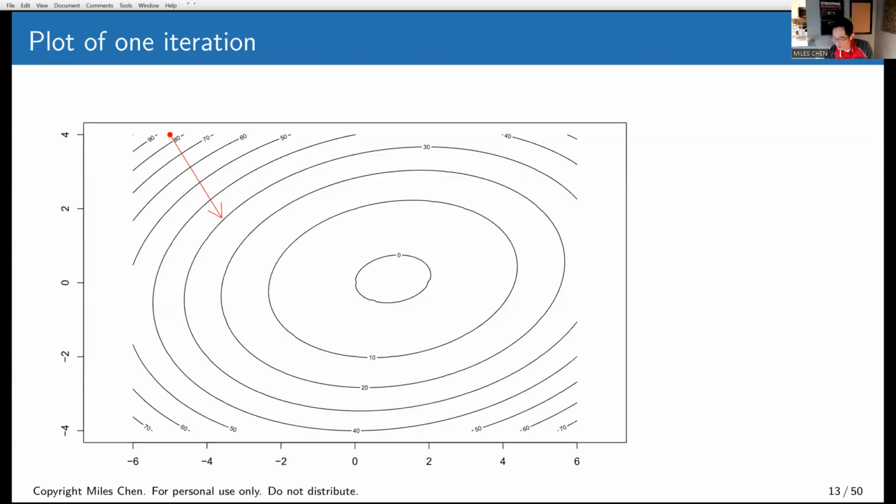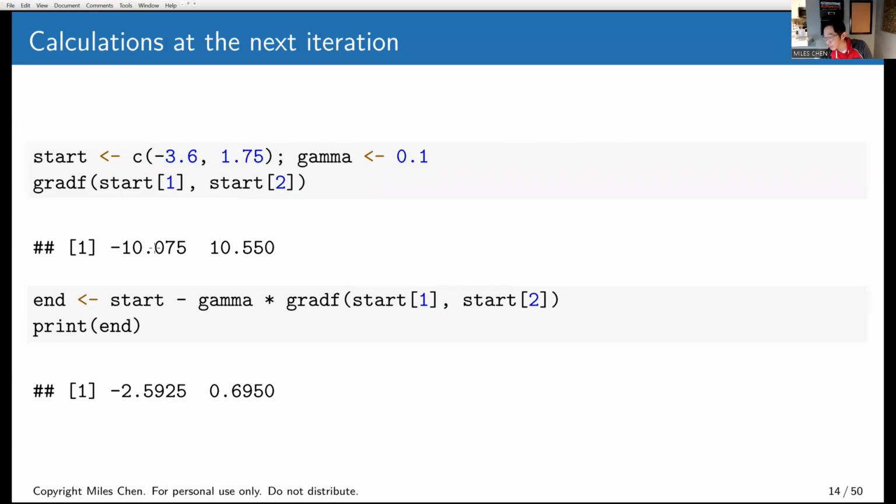Okay, so this was one iteration. We're now at the coordinate 3.6 comma 1.75, or I'm sorry, negative 1.75. And then what do we do here? At the next iteration, we ask, what is the gradient at this location? The gradient is this and this. For the next iteration, I take this, multiply it by gamma 0.1, and subtract it from 3.6, right?